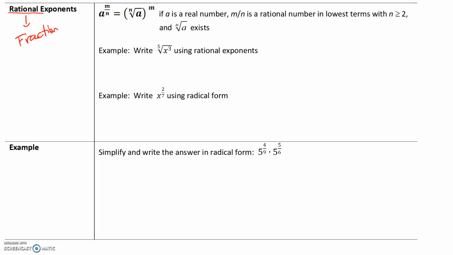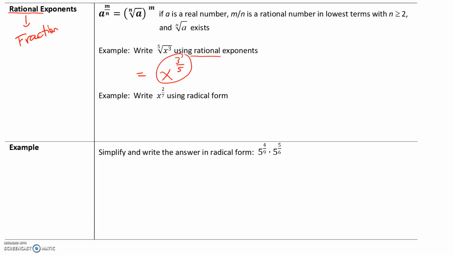Okay, so for example, if I have the fifth root of x cubed, and I want to write this using a rational exponent, which means our exponent has to be a fraction, then we got the base x. The root becomes the denominator of the fraction, and the power becomes the numerator. So that's going to be x to the 3/5.